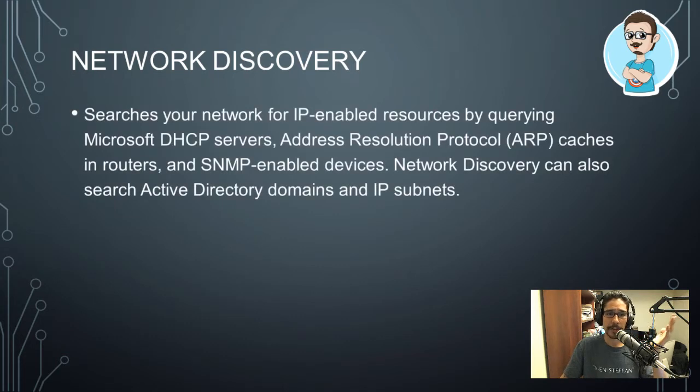Now, the network discovery searches your network for IP enabled resources by querying Microsoft DHCP server. So if I enable this, most likely my DHCP server will be picked up. Address Resolution Protocol, which is ARP, caches and routers. I don't have a router system. Or SNMP enabled devices, which is most likely if you have managed switches within your network. The network discovery method will pick those bad boys up. Network discovery can also search Active Directory domains and the IP subnets if you have that created within your infrastructure.